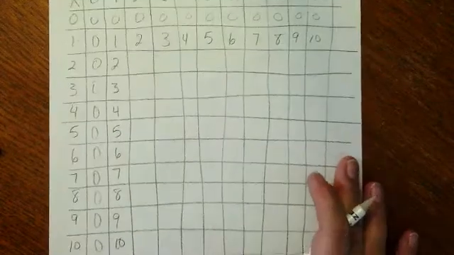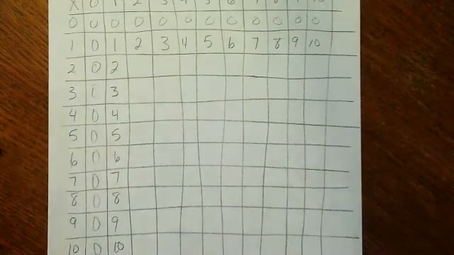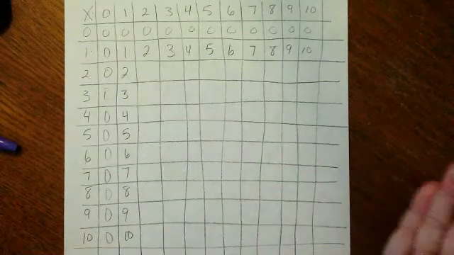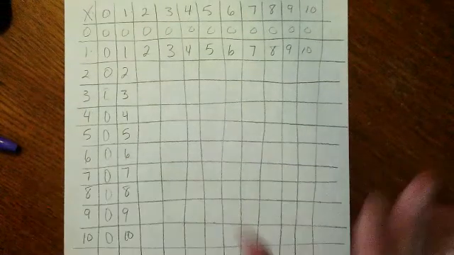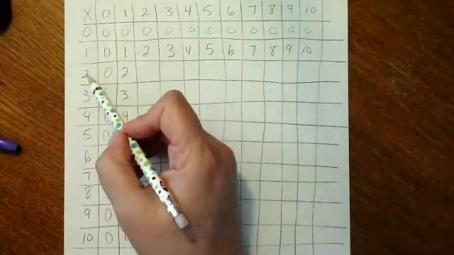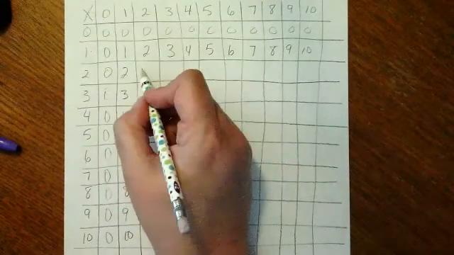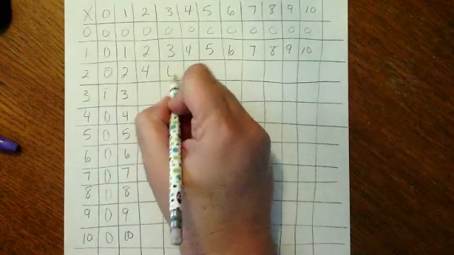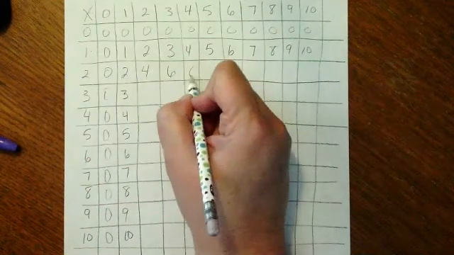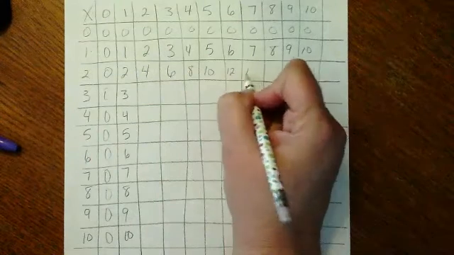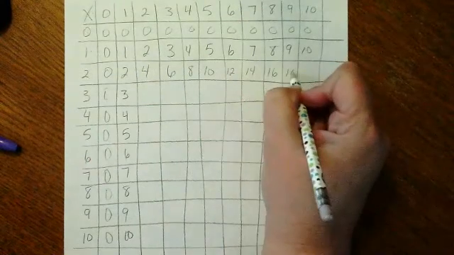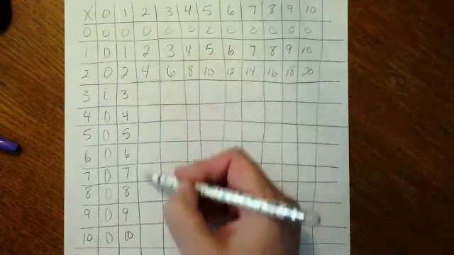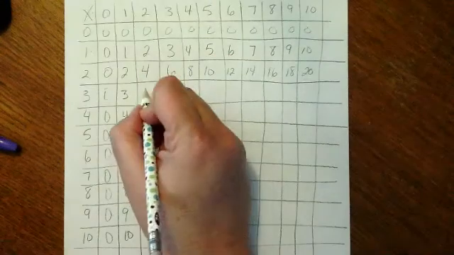Okay, this is where our skip counting comes in handy. Let me scoot it back just a little more. Skip counting comes in handy because if you know your multiplication tables, you can just fill this in no problem. For instance, 2 times 2 is 4. 2 times 3 is 6. 2 times 4 is 8, 10, 12, 14, 16, 18, 20. And guess what? My 2's times tables is going to be the same going down as well.